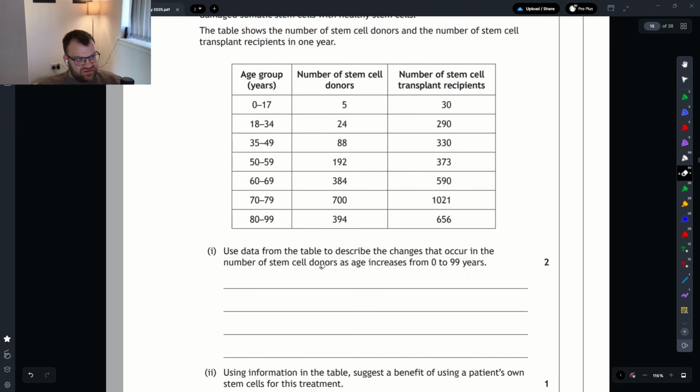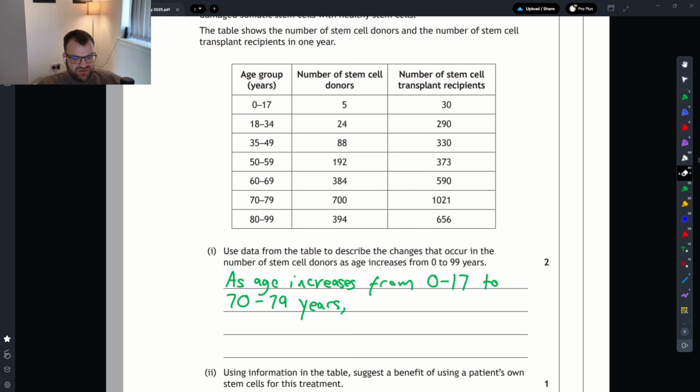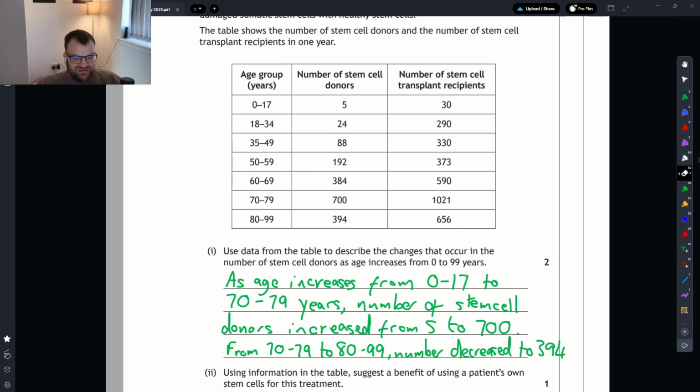In this next question, we have to deal with the information in the graph. We're asked to describe the changes as we increase from 0 to 99 years. First section, from 0 to 17 years to 70 to 79 years, we can see that it's going to be increasing from 5 up to 700, the number of donors. And then above that, so up till 80, or so from the 70 to 79 range, the 80 to 99, we're going down to 394. So just find the section where it changes direction, stops increasing, now decreasing, and then deal with them as you go through.